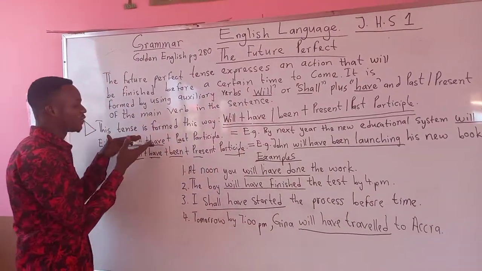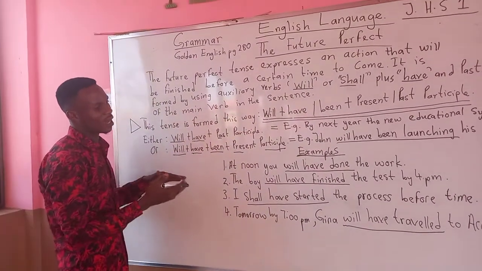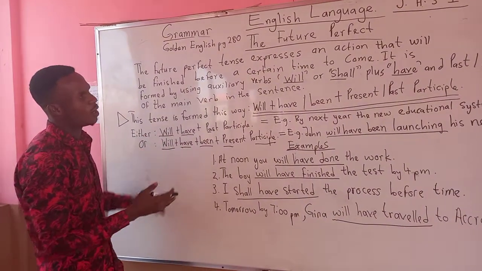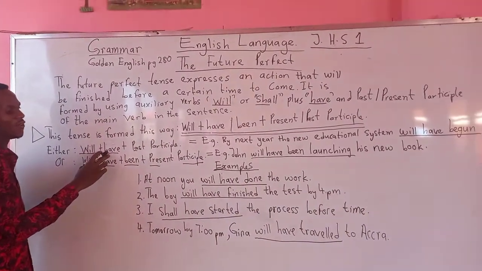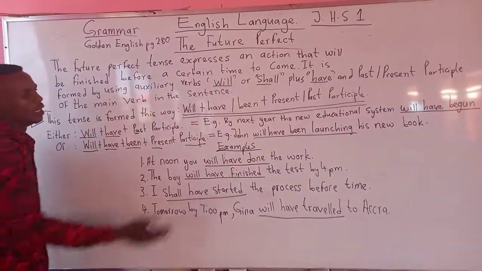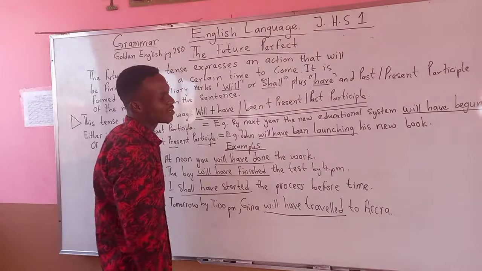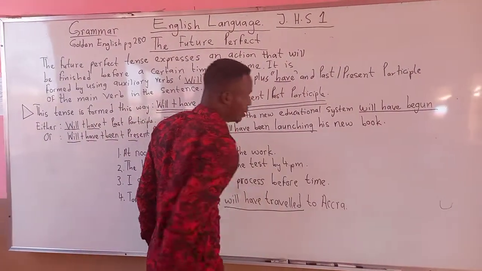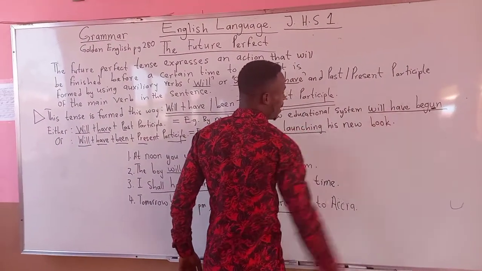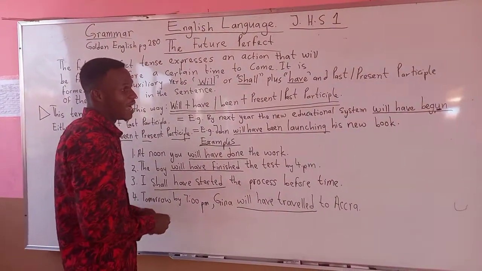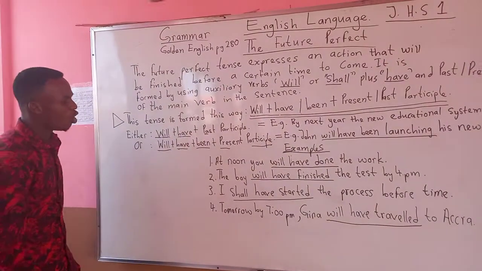So you can either use the first one or the second one based on how the sentences are formed or constructed. All fall under the future perfect. With the first one, which is will plus have plus the past participle of the verb, this is an example I have written here: by next year, the new educational system will have begun. We have begun. Now this one is the past participle of the verb because of the auxiliary verb have. And the rule says that we have will plus have plus past participle of the verb.